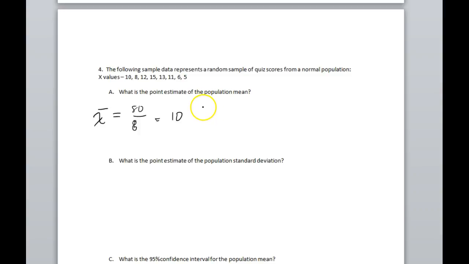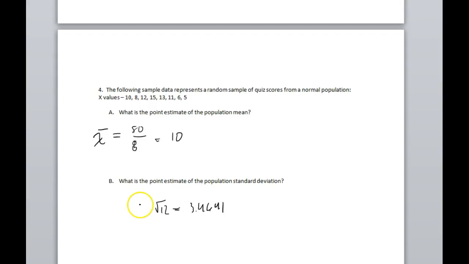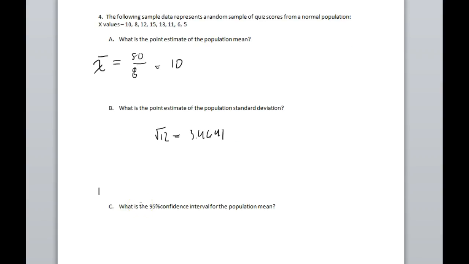What is the point estimate for the standard deviation? That's also a calculation that you can run in Excel. I'm not going to do that. We've calculated sample standard deviation before. We end up getting the square root of 12, and 3.4641. Okay, let's see if I can give us a little bit more room to do this problem.